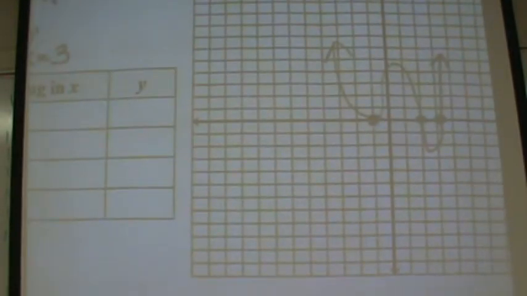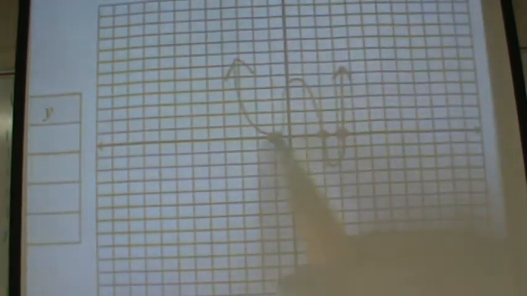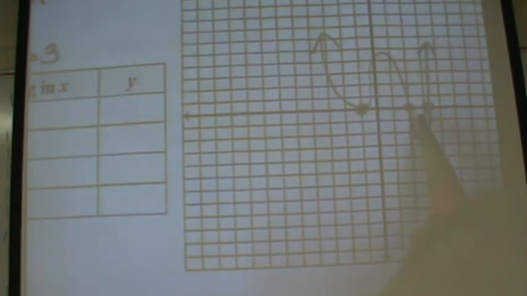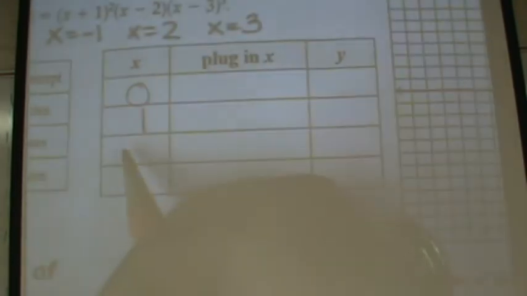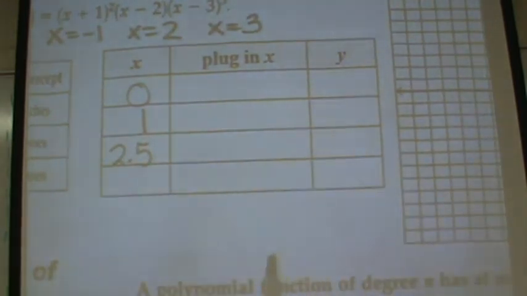What kind of numbers, Lily, do I plug in? Should I try 10 or -10? No, why not? Because they're out of the area. I want to see what's happening right here in this area. So what kind of X values would make most sense to plug in? 0 and 1. Any other number you see? Do we want to see how far down it's going? You'd want to plug in 2.5. Where do you think you plug these numbers in?